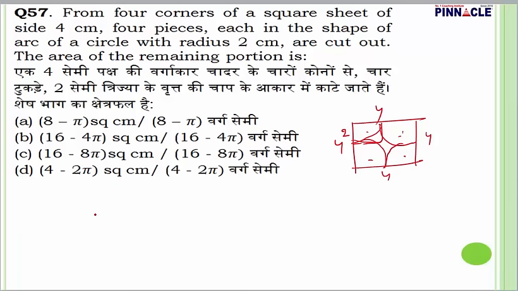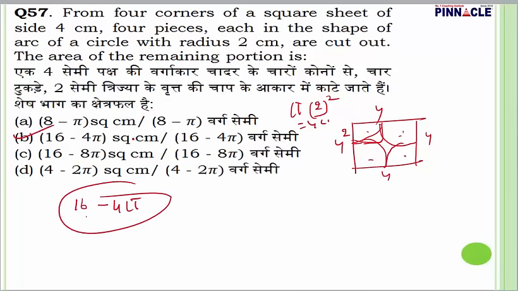Area of the square would be 4 into 4, that is 16, minus the area of the circle, that is pi r square. And r is 2, because the radius of the circle is 2. Here 90 degree means a quarter circle, so four of them would be equal to one complete circle. So pi r square would be equal to 4 pi. So 16 minus 4 pi should be the answer, which is B.